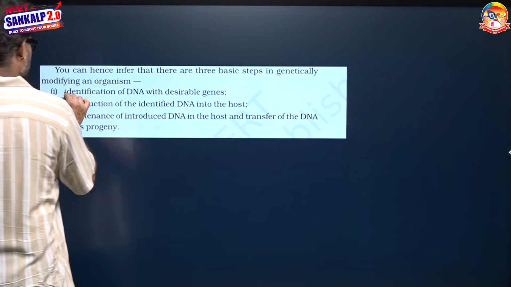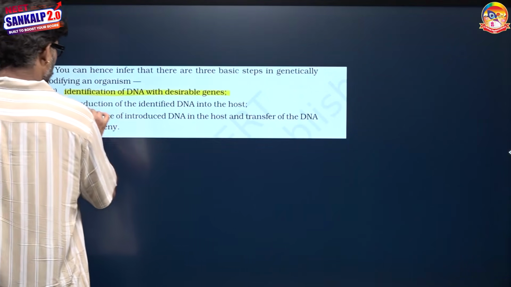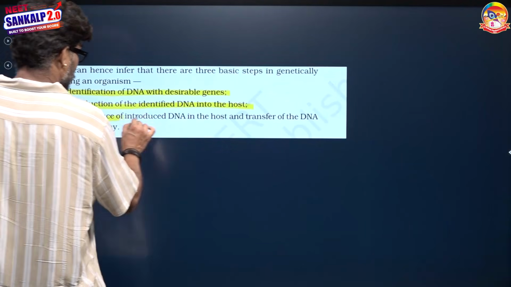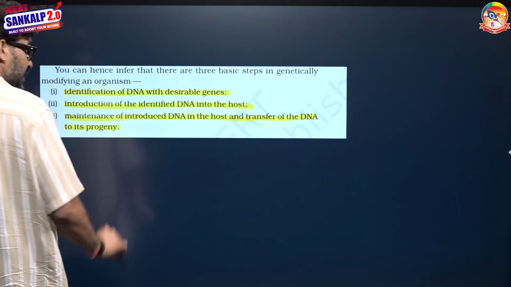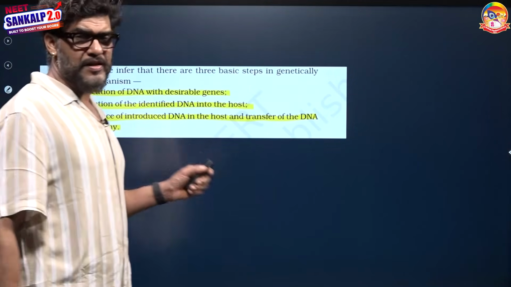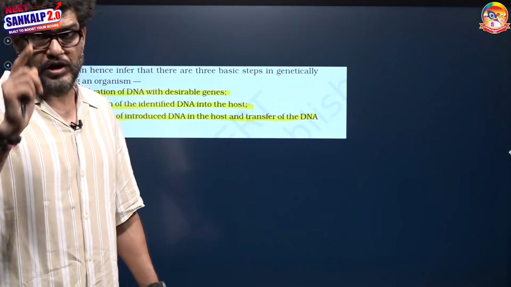Number one, identification of the DNA with the desired genes. Number two, introduction of the identified DNA into the host. And number three, maintenance of the introduced DNA in the host and transfer of the DNA to its progeny. These are the three basic steps, because in this chapter sequence-related questions are very common. So all these basic steps and their sequence you have to keep in your memory.